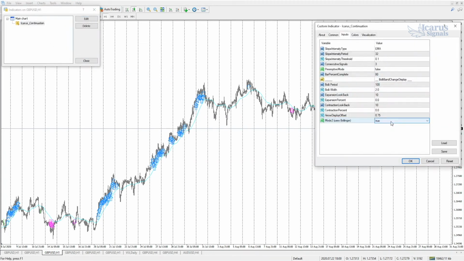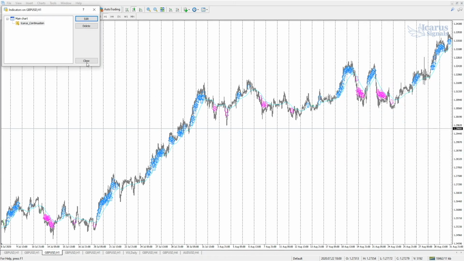And just for the sake of being able to see it more clearly, we're now going to turn the filter off. And we can see a much larger amount of signals appear. Now, you'll find that some of the signals during the up move will have appeared or disappeared. That's because the Boliband Change Display, being based on John Bollinger's original Bollinger Bands, are backwards looking. So they work from a little bit back in time.